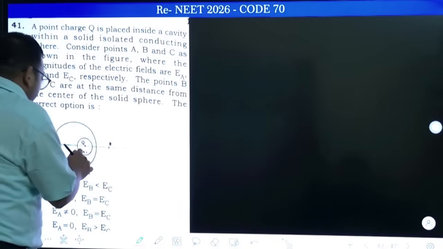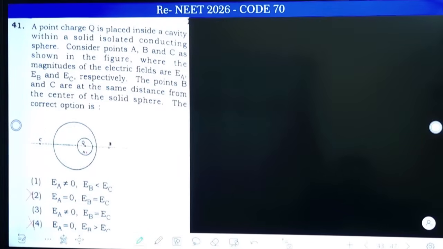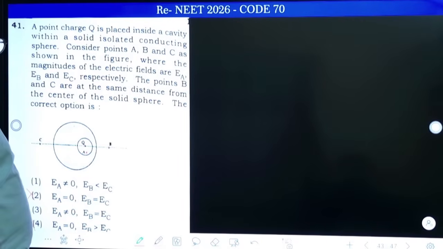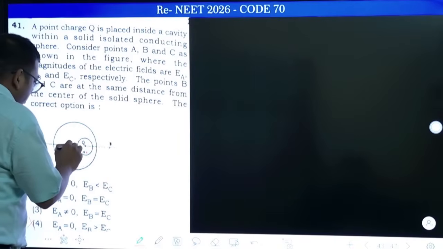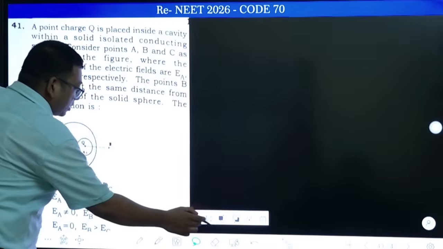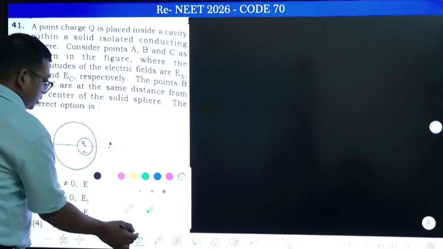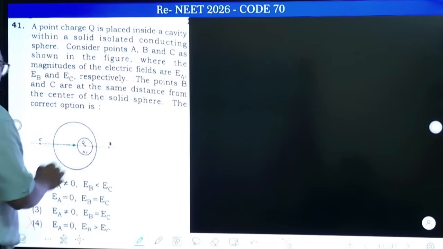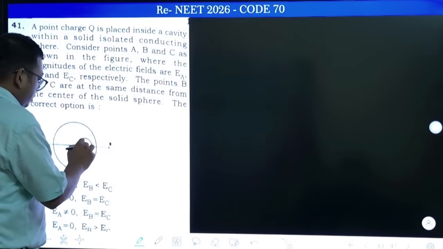Now what about B and C? They are saying points B and C are the same distance from the center of the solid sphere. The center of the solid sphere means here. Okay, equidistant, but this charge Q is near to this.